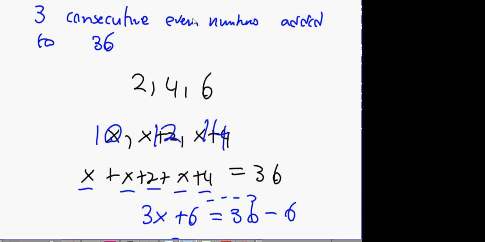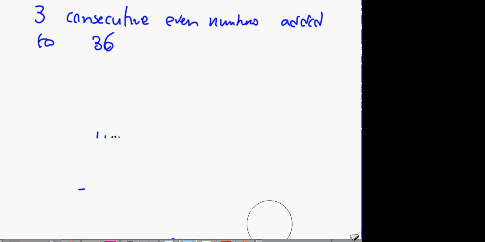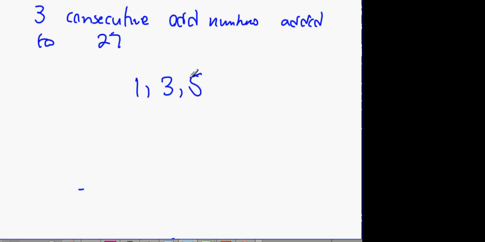Okay, give you another one. Three consecutive odd numbers. Now I'm just going to make this up in my head. 27. Three consecutive odd numbers add together to give you 27. What are they? So how do you do odd numbers? 1, 3, 5 would be an example of three consecutive odd numbers.